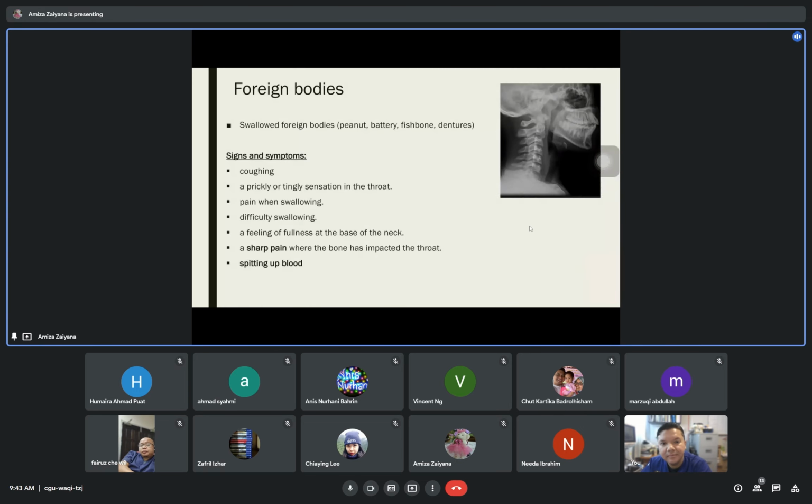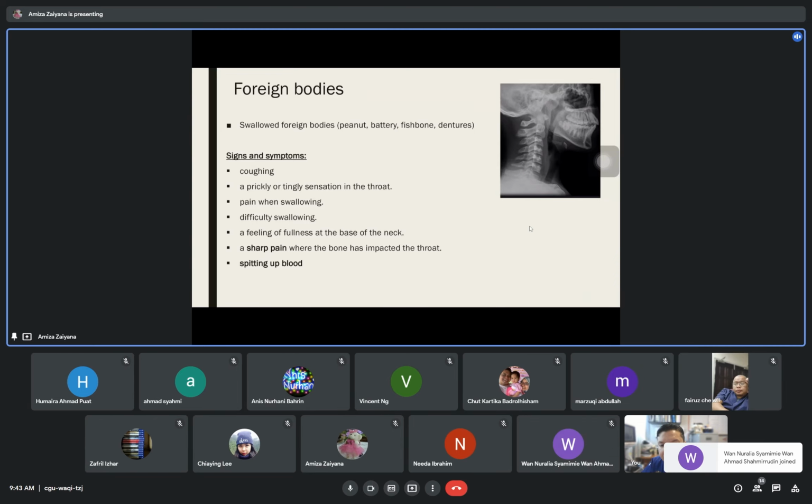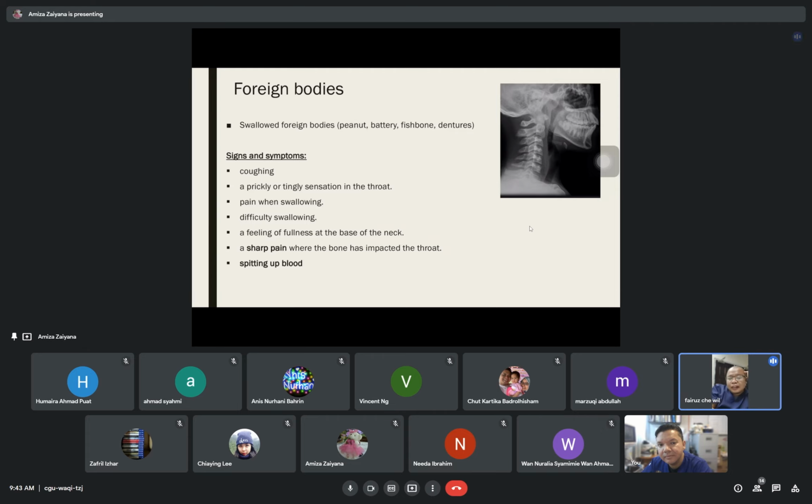So next will be throat. Throat also, there's common foreign bodies. Usually we swallow either peanuts or batteries, fish bones or our dentures itself. Signs and symptoms: the patient will come with coughing, a prickly or tingly sensation in the throat, pain when swallowing.